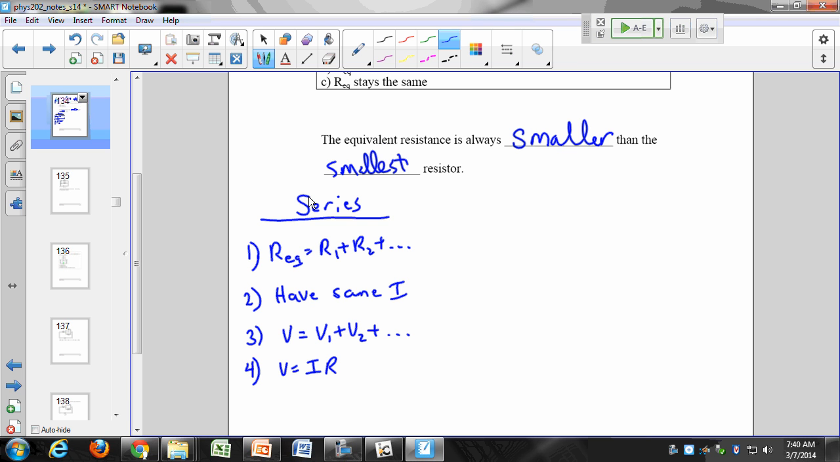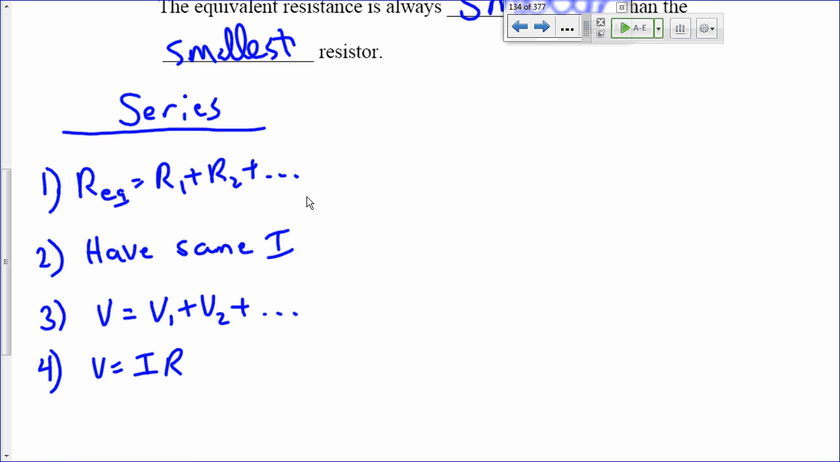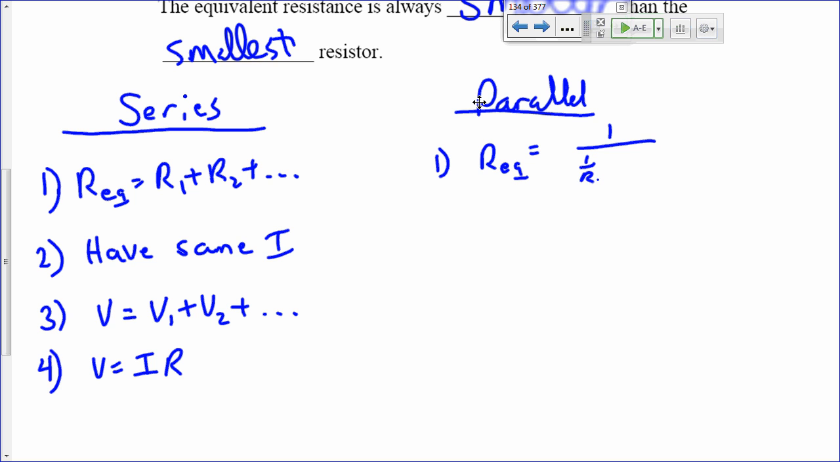And then for resistors in parallel, we have similar rules. One is the equivalent resistance, which looks like the equivalent capacitance for capacitors in series. So be careful, they're switched between capacitors and resistors, the way you calculate those. But they're on your equation sheet. Resistors in parallel have the same voltage.